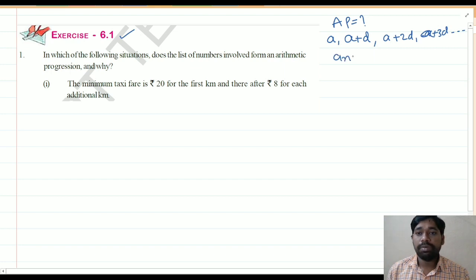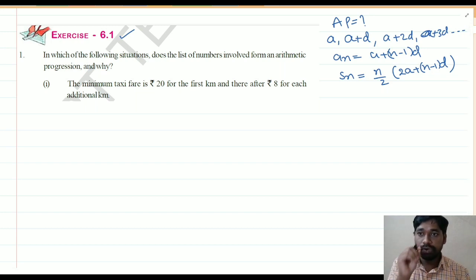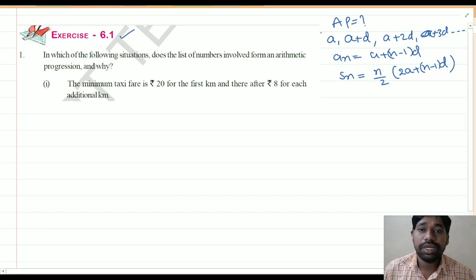The nth term formula is A plus n minus 1 into common difference D, and we also discussed in the first video the sum of terms of AP, that is n by 2 of 2A plus n minus 1 into common difference D. You have to be aware of these three formulas so that you can solve the questions in these exercises. Okay, my dear students, let us start.